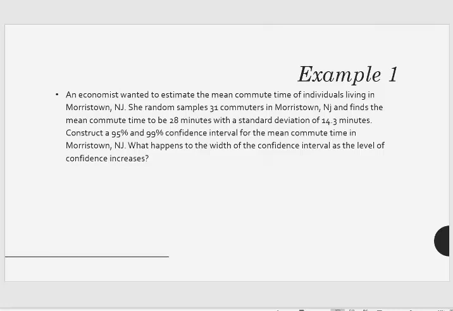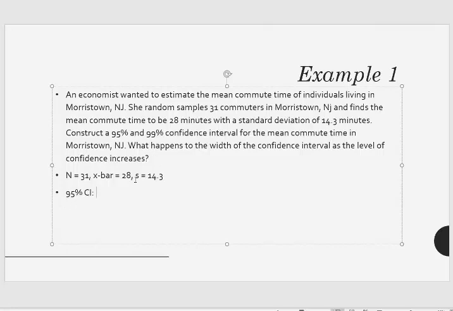And then I want to see what happens to the width of that interval as the level of confidence increases. So here's what I'm going to do. I'm going to start by putting our summary statistics. The sample size n is equal to 31. X bar, the sample mean, was equal to 28. And s, the standard deviation, was equal to 14.3. Okay, so let's do the 95% confidence interval first.